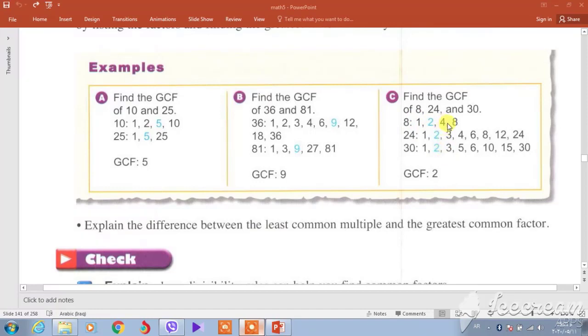We have 4 there, but 4 is not in all of them, so 4 is not a common factor. Which one is the common factor and greatest? 2 is the greatest common factor because it is repeated in all the factors of 8, 24 and 30. So the GCF, or greatest common factor, is 2. And now we solve the practice, students.